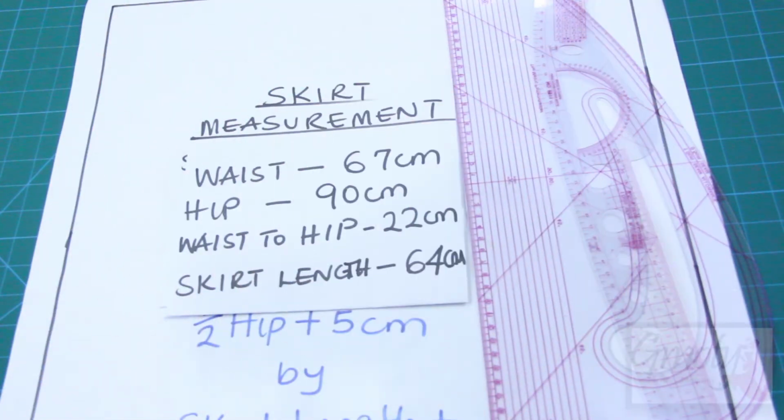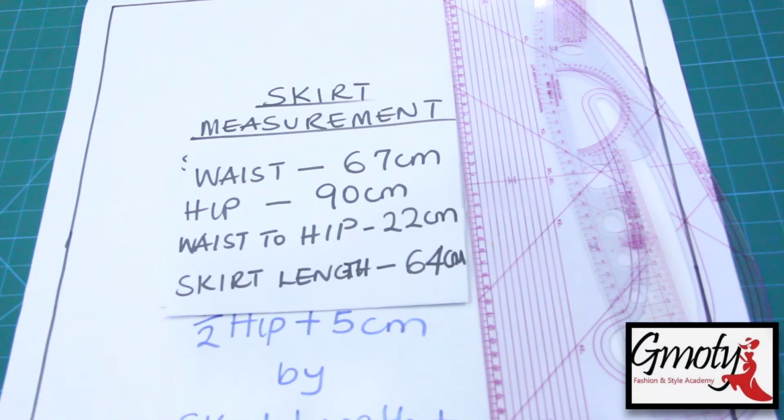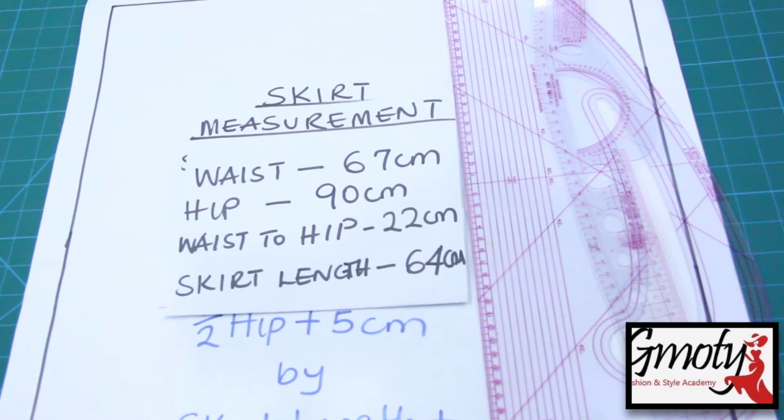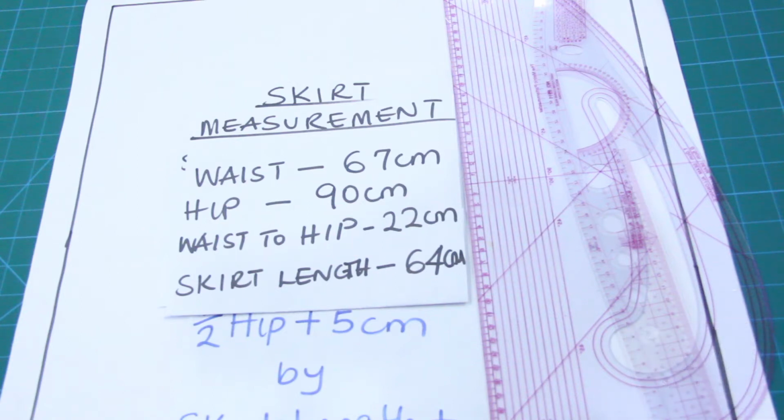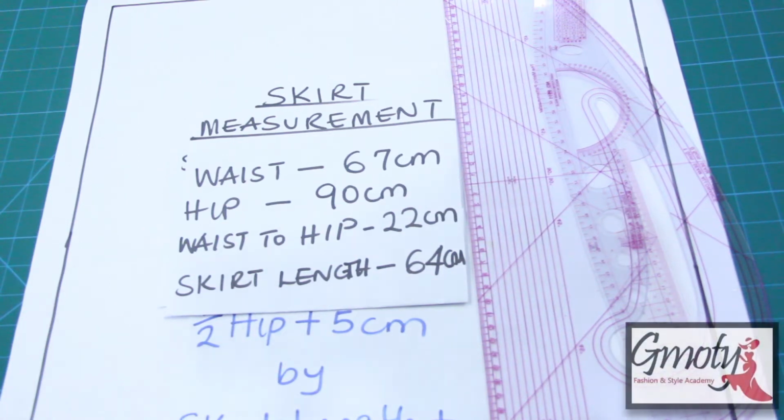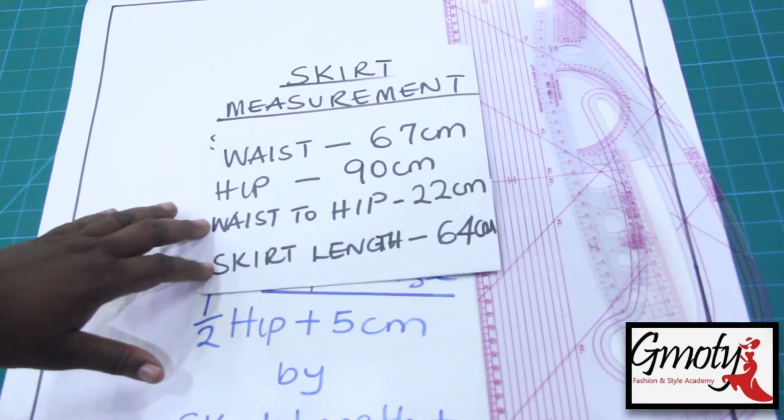We will be learning how to create a basic skirt. First, what are the measurements needed for creating a basic skirt? First, we need our waist measurement, the waist circumference. We need our hip circumference. We need the waist to hip measurement. Then the skirt length. The skirt length can vary depending on the size, the length that you're looking at. But for the purpose of our training, we're going to be using this measurement to create our skirt.